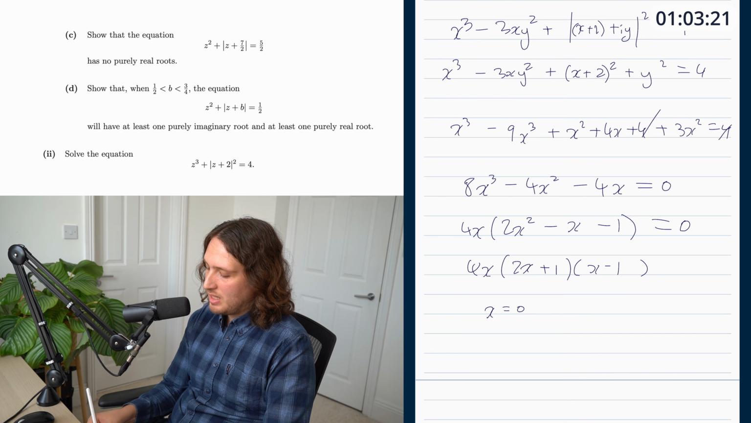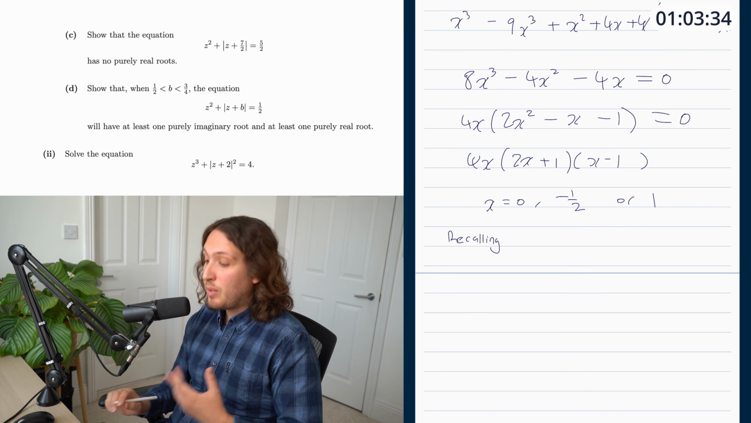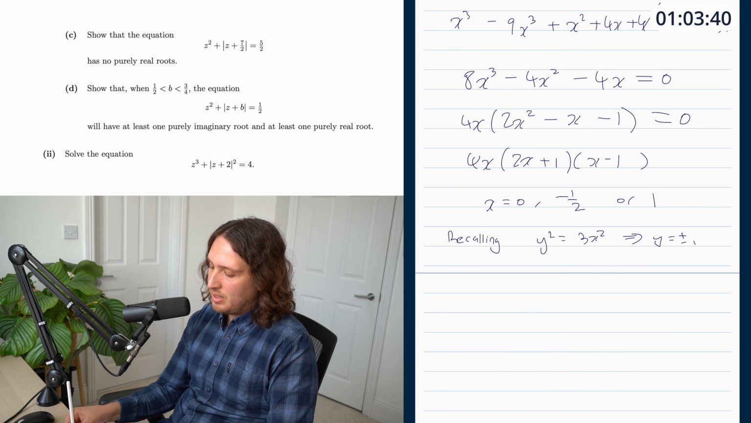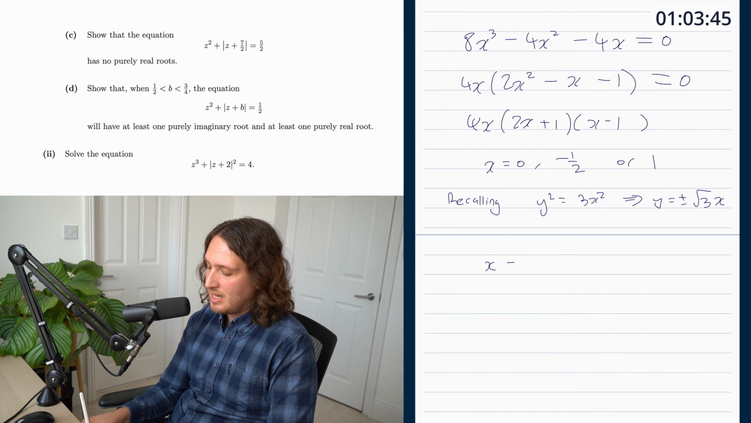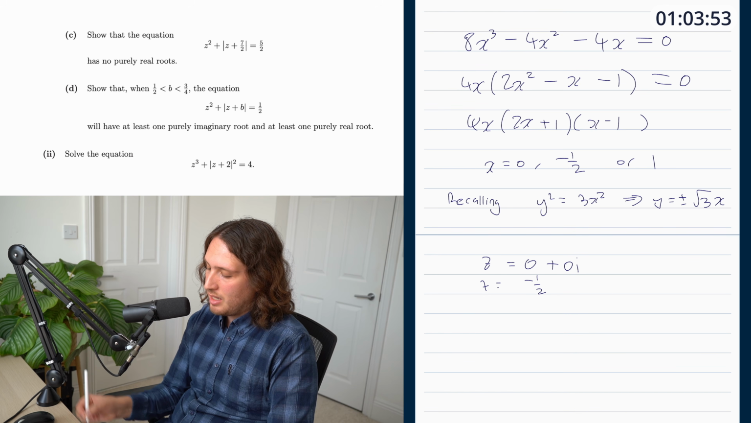So I get that x can be 0, minus a half, or 1. So recalling that we've restricted here to y squared is 3x squared, which means that y is plus or minus root 3 x. What are my new solutions? I get z is 0 plus 0i. That's when x is 0. I get minus a half plus root 3 over 2 i, and also the minus version.